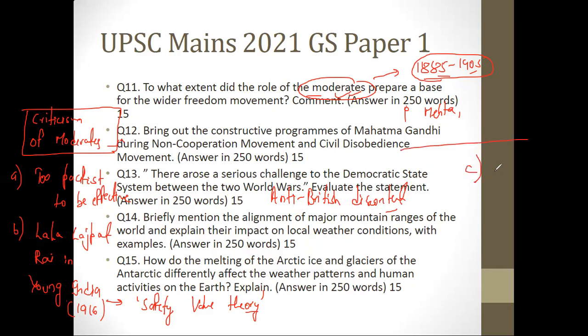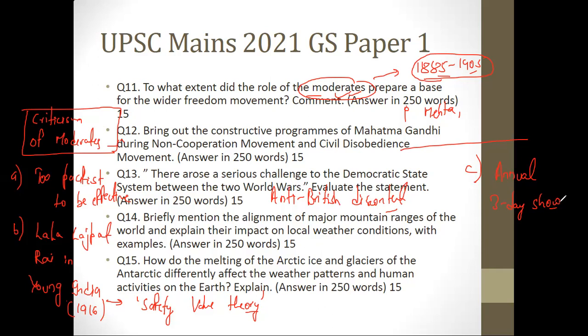Then the third criticism of these moderate leaders in their phase was that Congress under moderates was an annual 3-day show. It was said that these guys were very rich people, and they used to come for 3 days and have discussions, etc. So it was just an annual 3-day show. So this is some criticism.